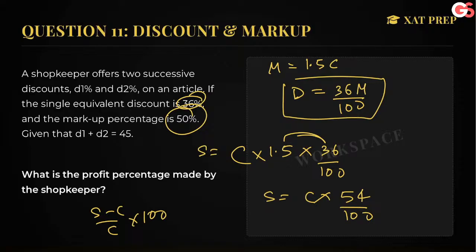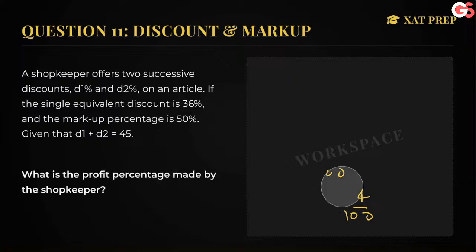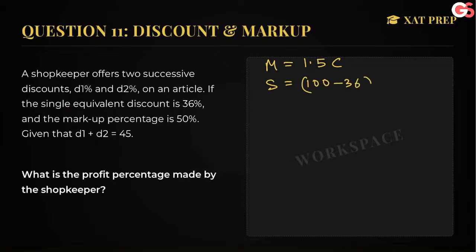ये रुको, पूरा फिर से करते हैं. And I am looking at this sheet. ठीक है. Mark price is 1.5 times C. Selling price is (100 minus 36) upon 100 times M. Okay, yeah, now this is fine.